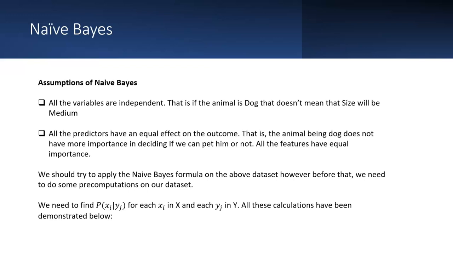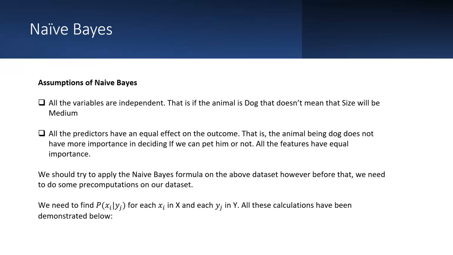All the variables are independent. That is, if the animal is a dog, that doesn't mean the size will be medium. All the predictors have an equal effect on the outcome. For example, the animal being a dog doesn't have any importance in deciding whether we can pet it or not. All the features have equal importance, so these are independent events.